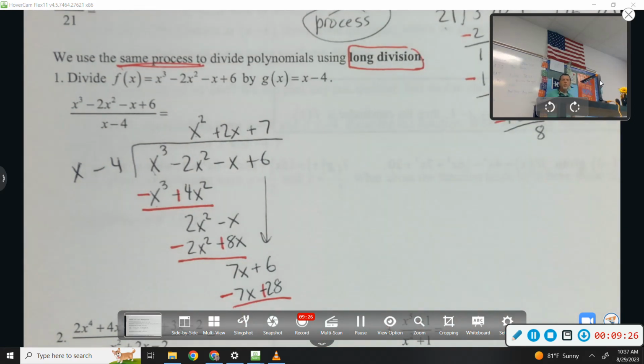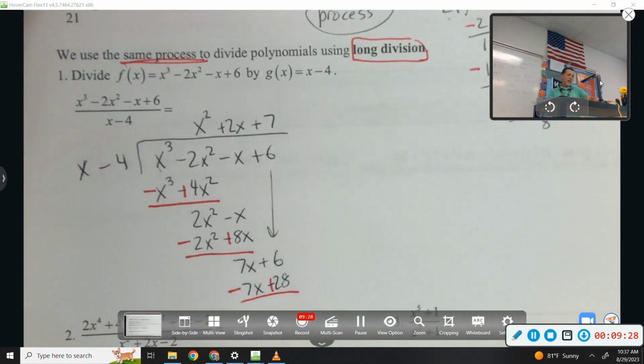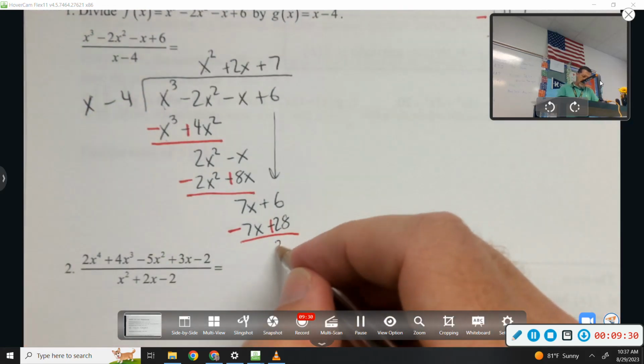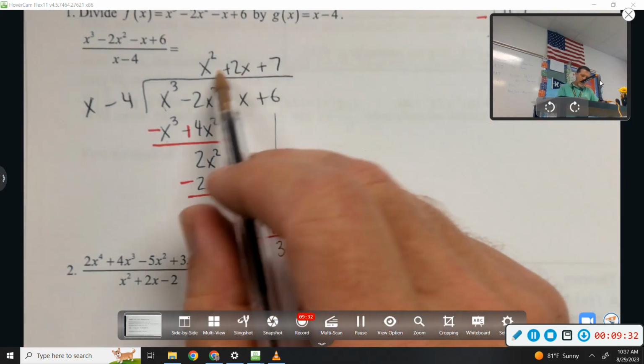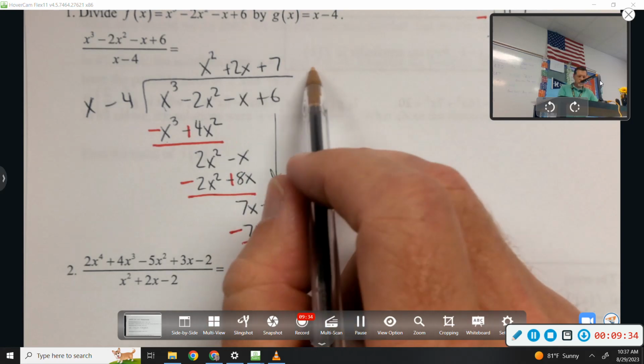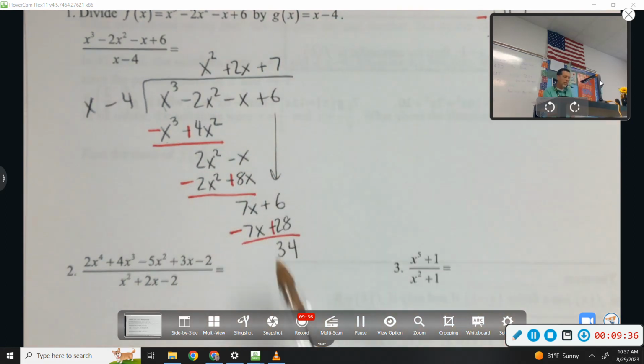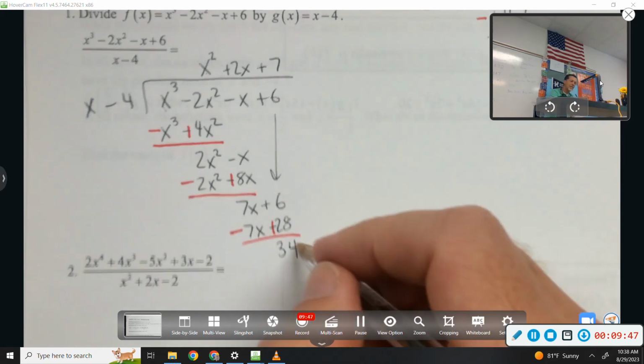The 7x would go away. We knew that would happen. We expected that to happen. 6 plus 28 is 34. And I'm out of room to put more division things up there. There's also nothing times x to get me to 34. So I'm sort of left with this 34. What do we call that? That's the remainder.